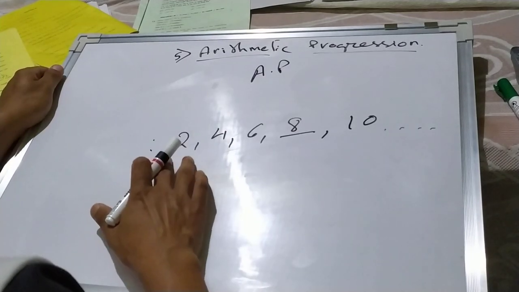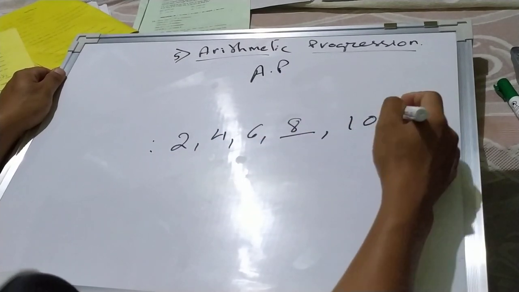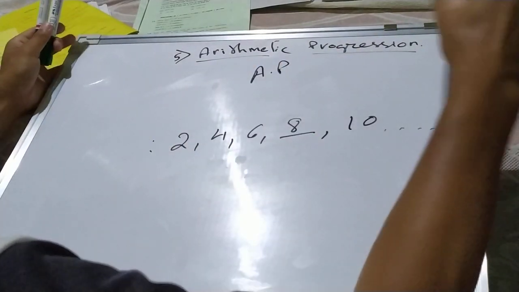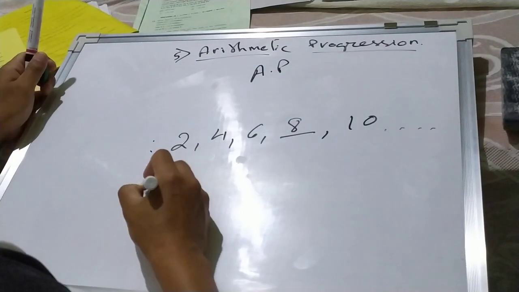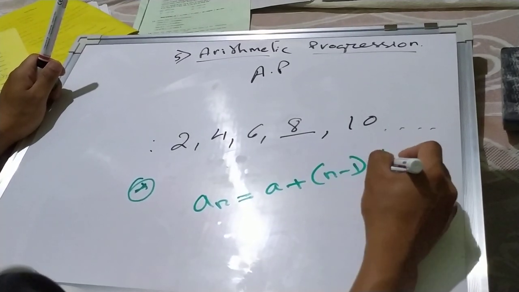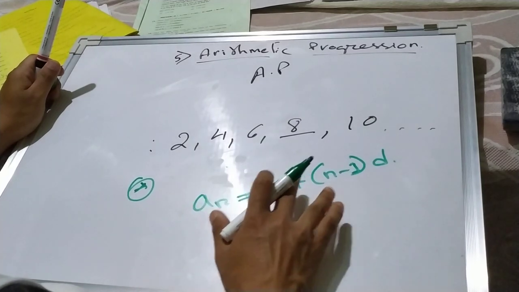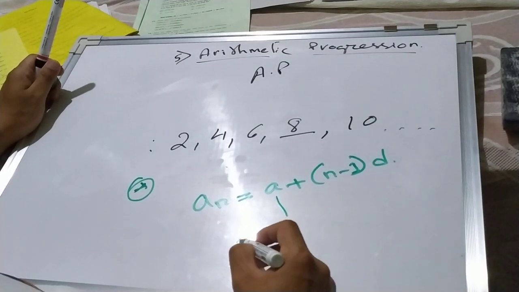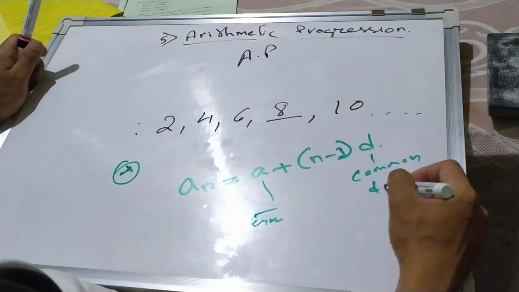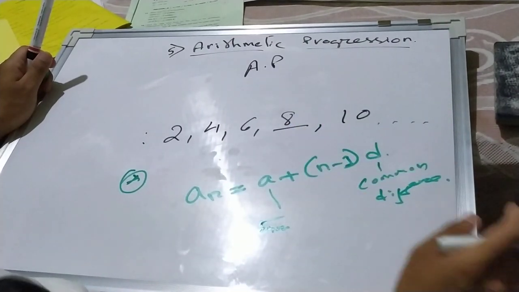In this series there is a pattern: 2 to 4, 4 to 6, 6 to 8, 8 to 10. This kind of series is called an arithmetic progression. Now the formula, which is a very important formula: a_n equals a plus (n minus 1) d. Here a is called the first term, and d is called the common difference.